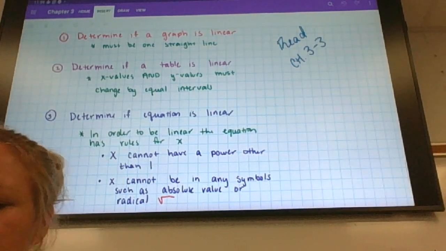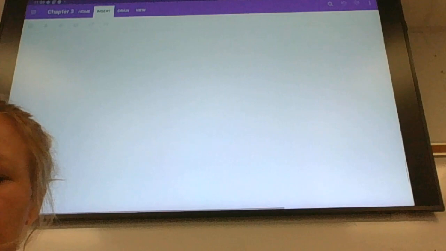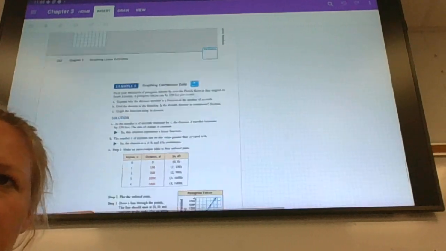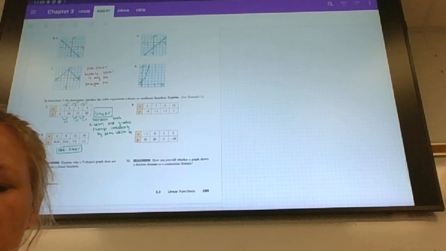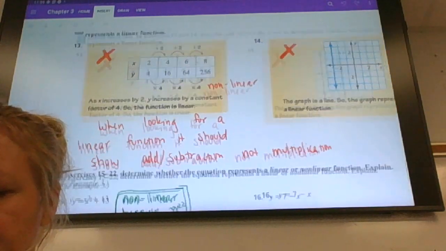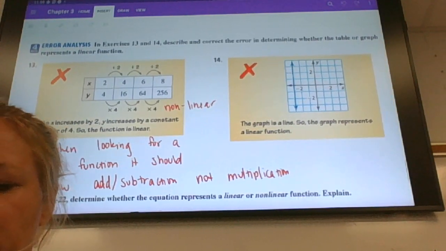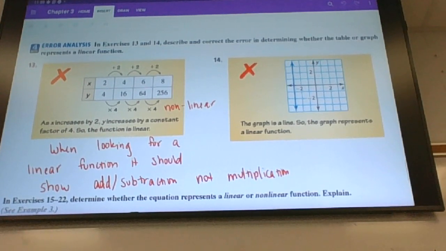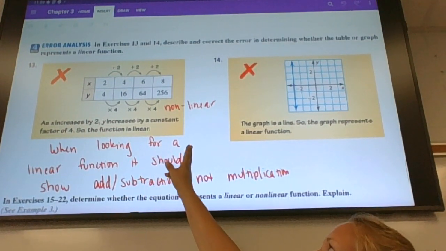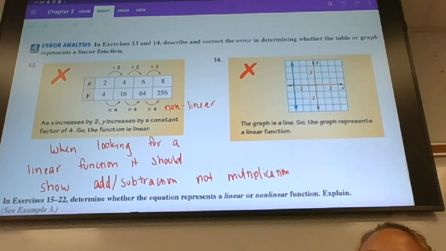Hey guys, does anybody have a question about the assignment you've worked ahead? All right, which number? Let's look at 13. When looking for a linear function, it shows addition and subtraction and not multiplication. So this one is non-linear because it's going up by multiplying 4. Multiplication is not linear. It has to be addition or subtraction.